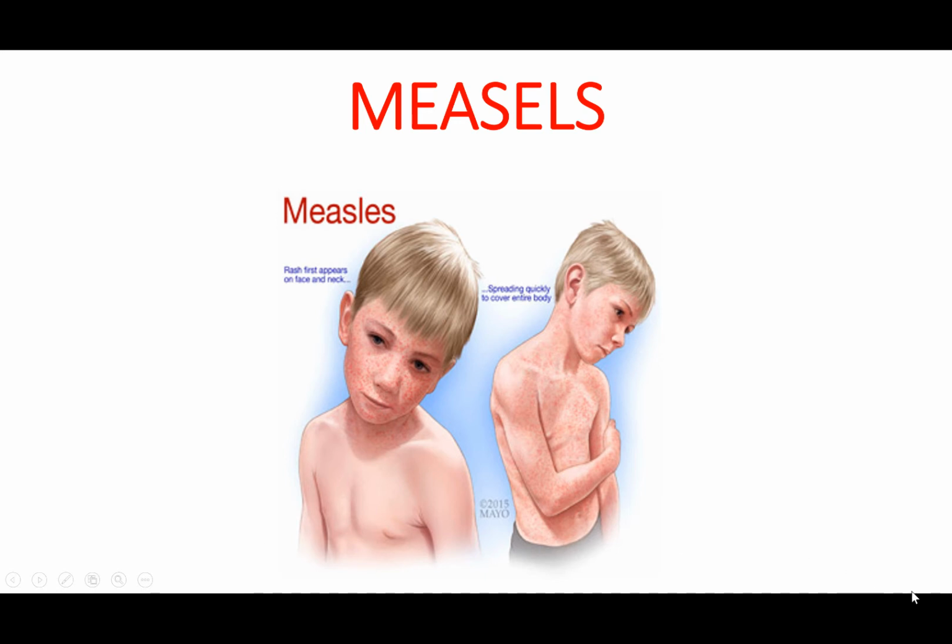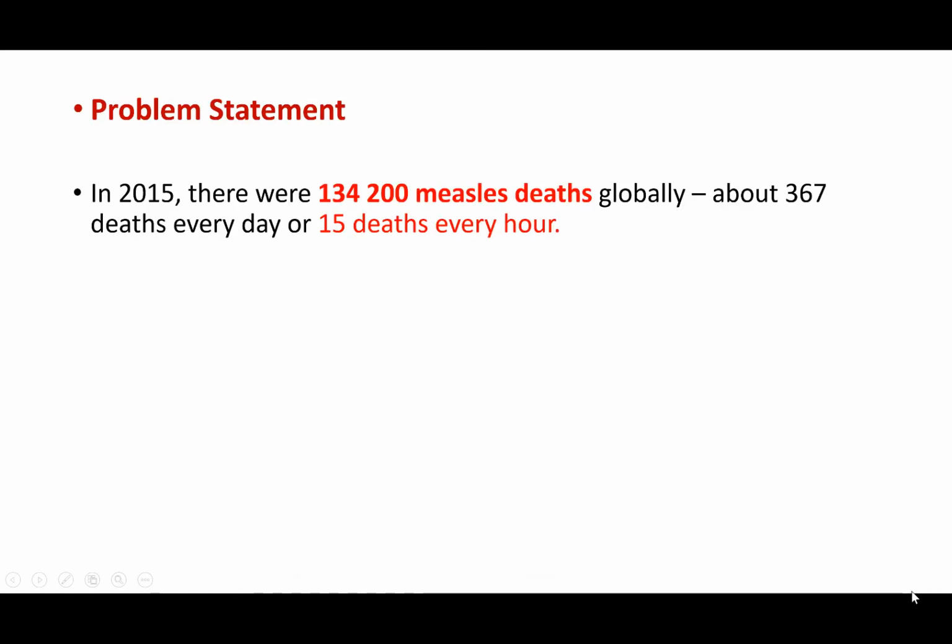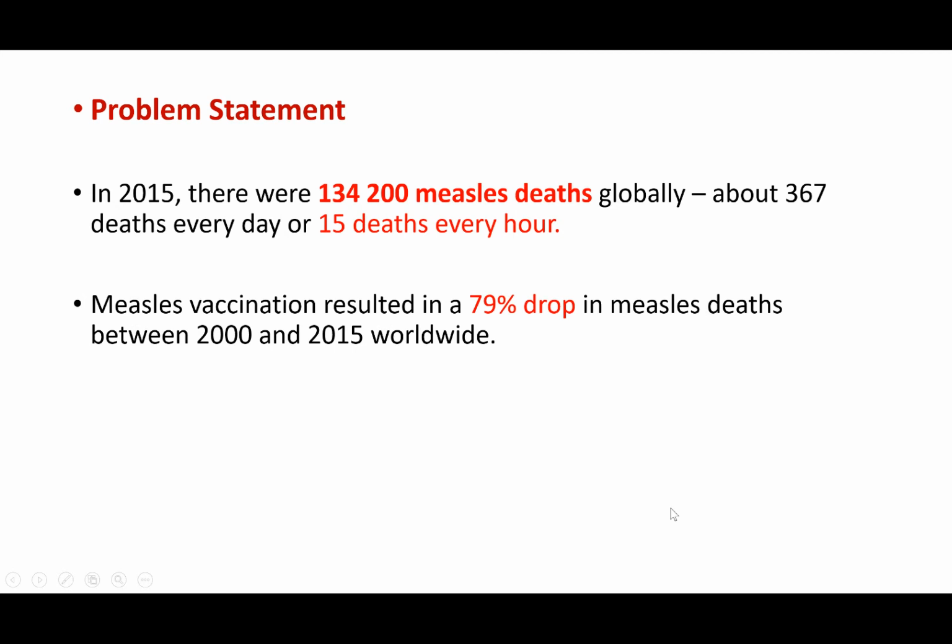Now, coming to the problem statement: in 2015 there were around 134,200 measles deaths globally, about 367 deaths every day or 15 deaths every hour. So that's how huge the problem was then. Measles vaccination resulted in a drop of 79% in measles deaths between 2002 and 2015 globally.